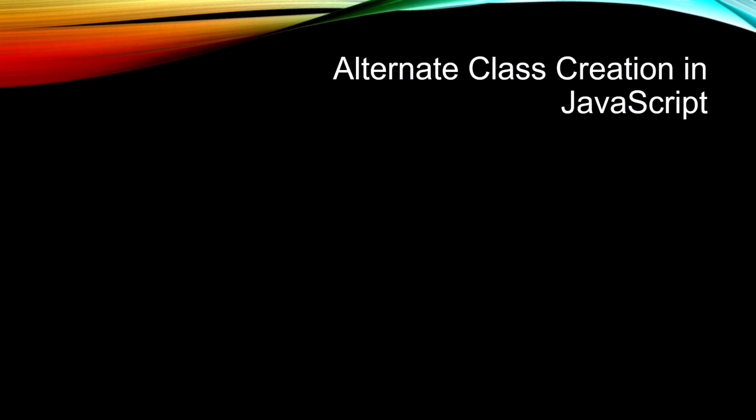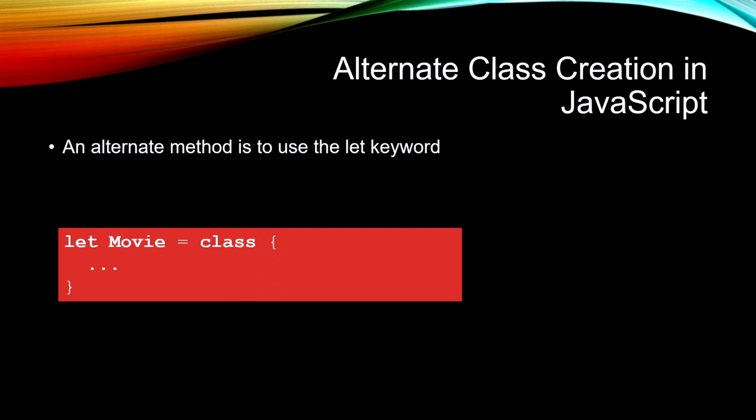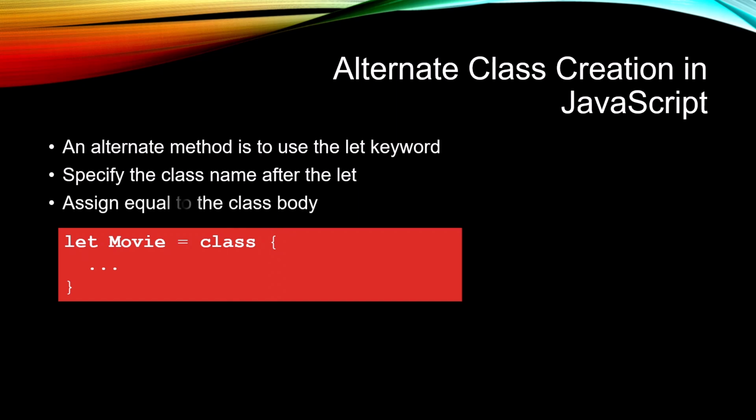I'm going to show you 2 alternate class creation techniques in JavaScript. I don't see these used very often, but I wanted to let you know that they are available for you to use if you want. So the first one is to use the let keyword and specify the class name after the let and assign it equal to the class body.